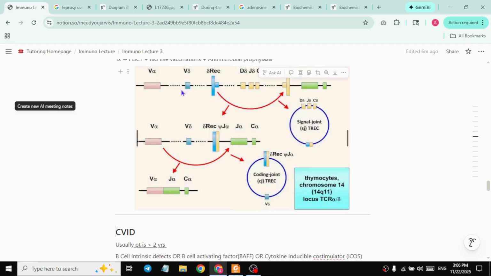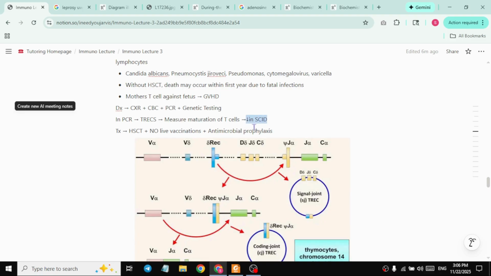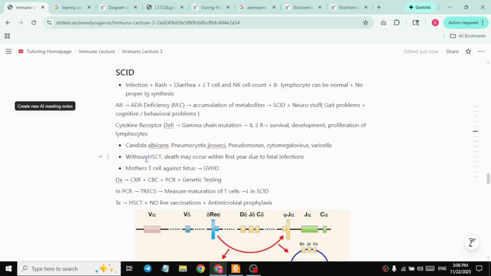But usually what happens in SCID, you see low numbers. The Tregs are not happening, especially if you have a RAG mutation or something like that. All right, so you see a couple of points that I've written. Without stem cell therapy, they're going to die within the first year.